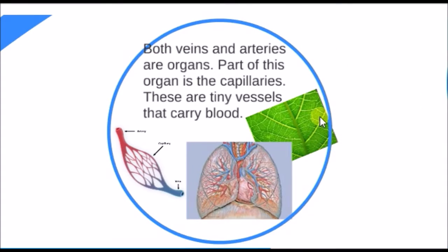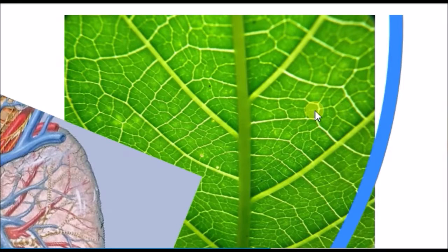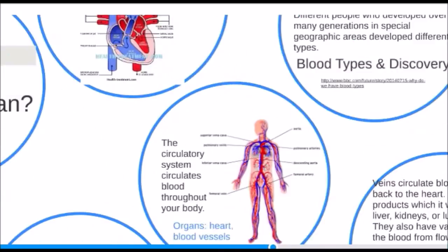It's sort of the same system in plants. Plants don't have veins or arteries; they have xylem and phloem, but you can see the same vein-like system when you look really close at a leaf. You can see how it branches out, because all of the food, nutrients, liquids, and water need to get to every single cell in the body of yourself or in the plant itself.